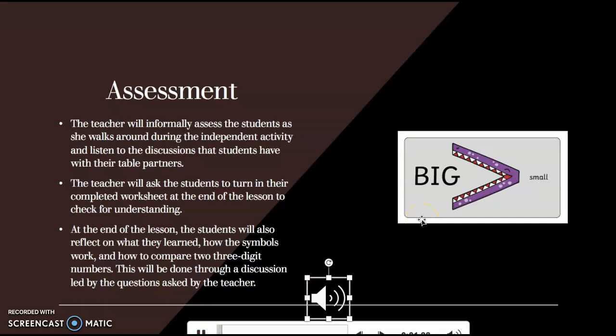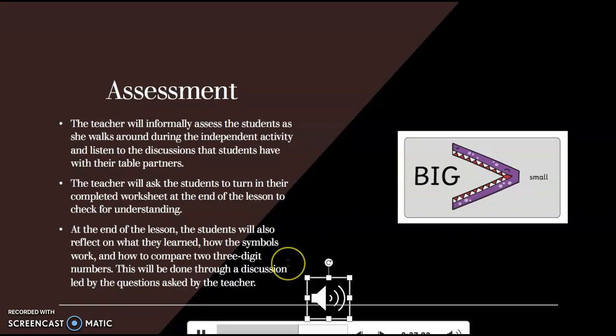The teacher will informally assess the students. The teacher will be walking around during their independent activity to make sure that the students do not need additional help or additional time to complete the worksheet. After the independent practice is over and the students get the chance to talk to their table partners about their answers, the teacher will also be informally assessing the students because they will be able to listen to their conversations. The conversations will tell you a lot about what the students understand and the strategies they have been using.